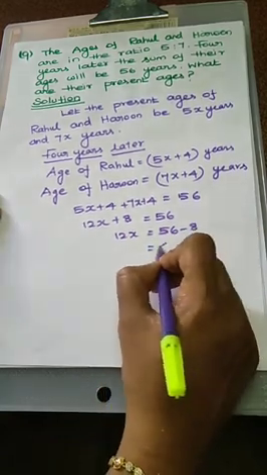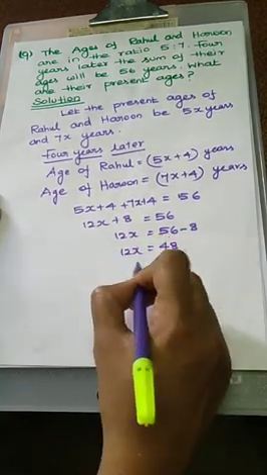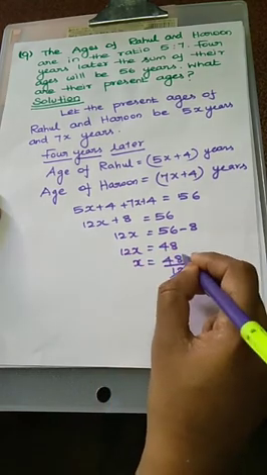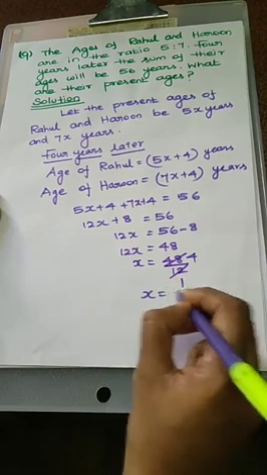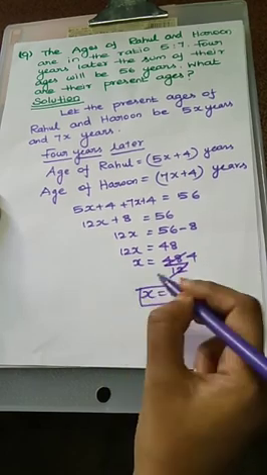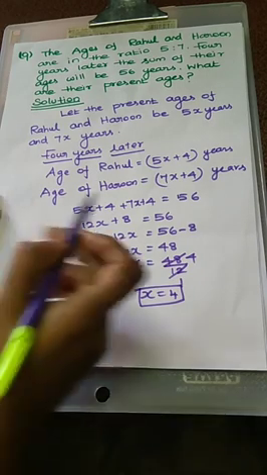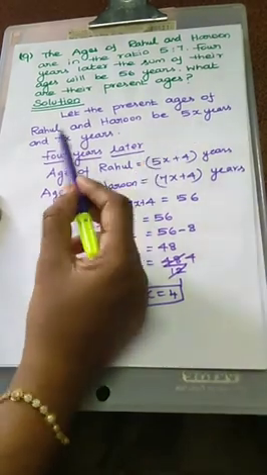56 minus 8, what is the value? 48. So 12x equal to 48. X is equal to 48 by 12. 12 ones are 12, 12 fours are 48. So the x is equal to 4. Now we need Rahul and Harun's present age only, no? So apply here 5x and 7x.